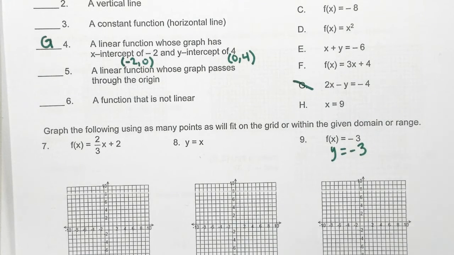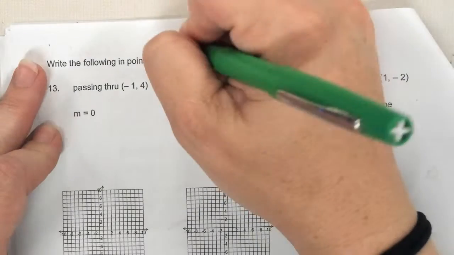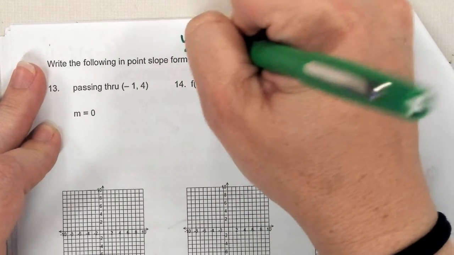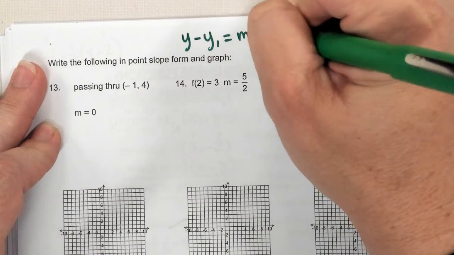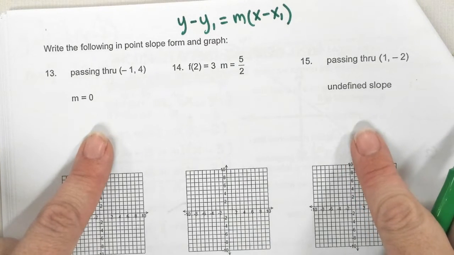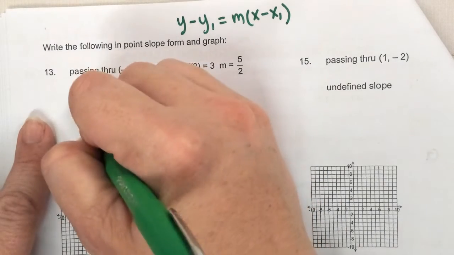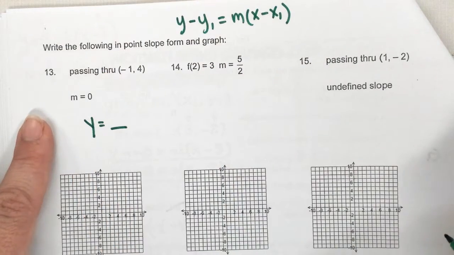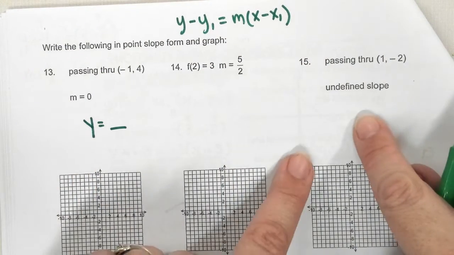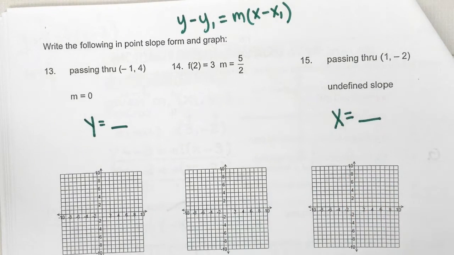Now flip to the back. These give you a point and a slope. I want you to write them in slope-intercept form. There's only two of them you don't have to, because these are special cases. This is a zero slope, which is a horizontal or a vertical? Horizontal. So it's going to be a y equals something equation. Yes? This is vertical because it's undefined, so I want you to realize this is going to be an x equals something equation. Yes?